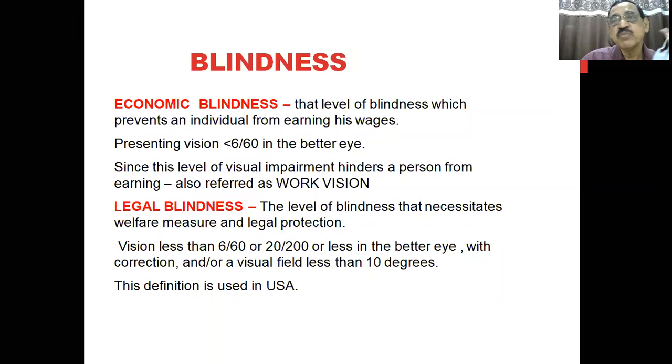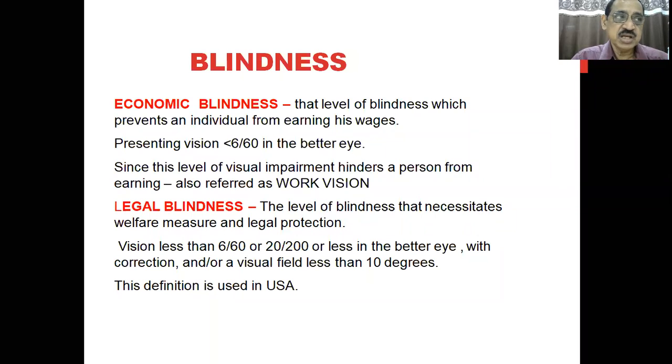Since the level of impairment hinders the individual from earning his daily living, it's also called work vision, okay. These definitions we ask you in the orals and you will have to answer them. And legal blindness is the level of blindness that necessitates the introduction of welfare measures and also legal protection.